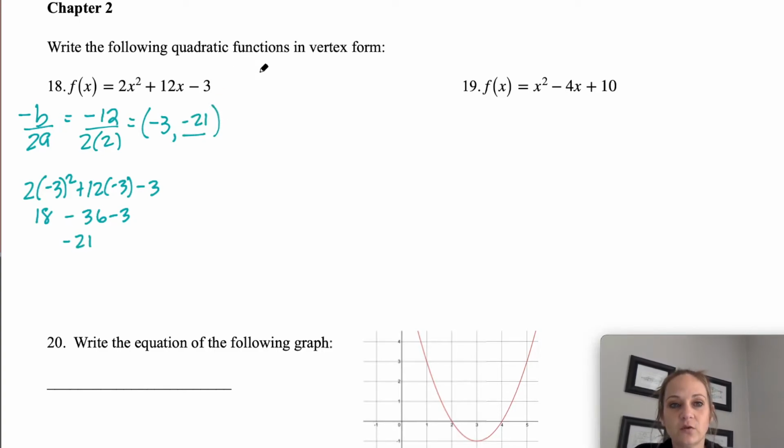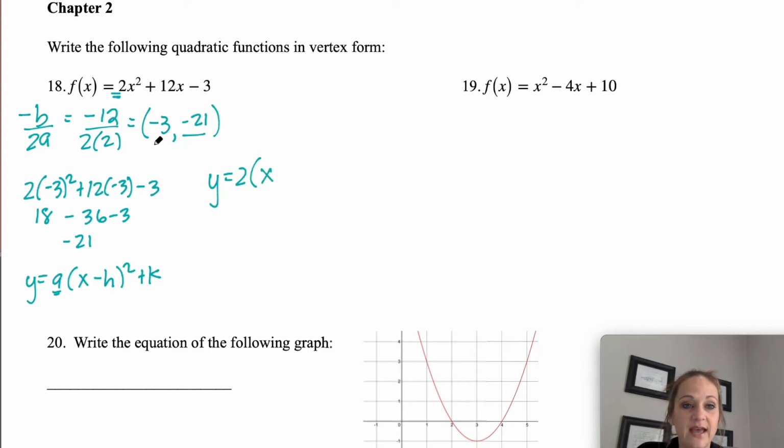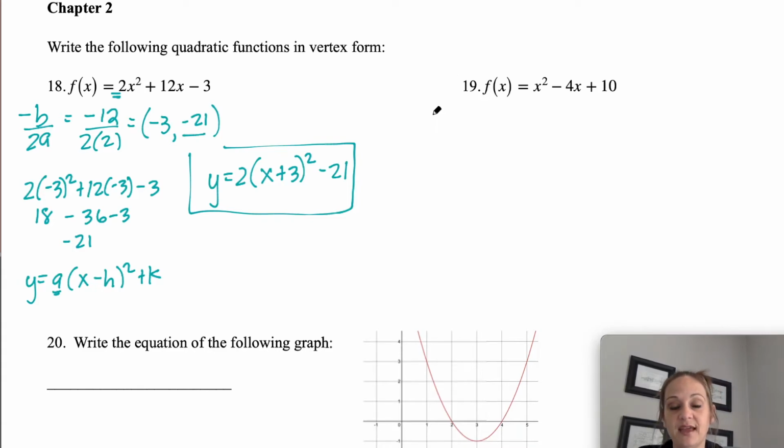So the vertex form is y equals a times x minus h squared plus k. Now, the a in this form is the exact same a as in this form. So therefore, we are going to bring the 2 down into our new form, and there will be x minus a -3, which becomes a positive, because a -3 and a negative give me a +3, and then a -21 for our answer. For number 19, we're going to do the same thing. -b over 2a. So it'll give you -b over 2 times a, which is going to give us a +2 in this case.